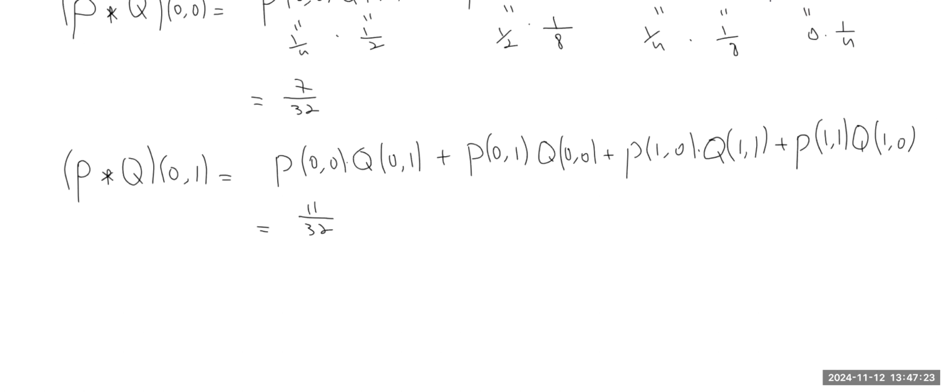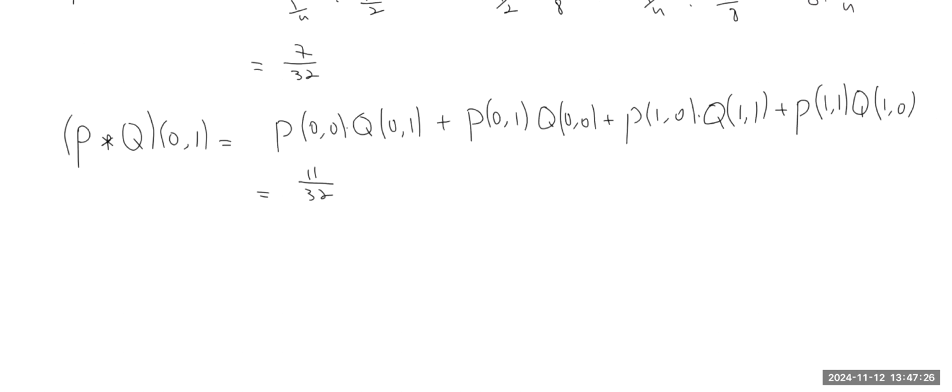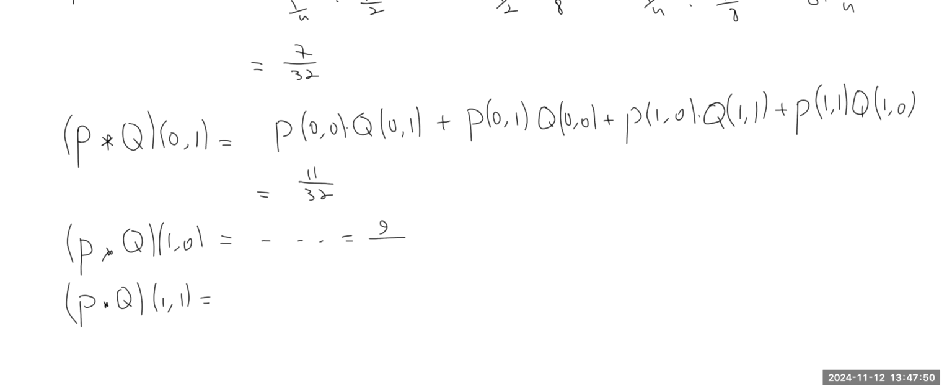And of course, we need to calculate also 1, 0 and 1, 1. If one calculates this, 1, 0 will be 9 over 32, and this one will be 5 over 32. At the end of the day, we can write the new distribution as a matrix, like before.